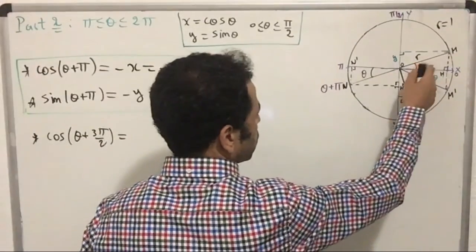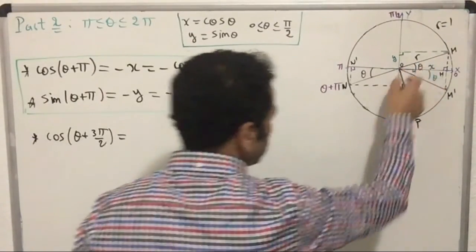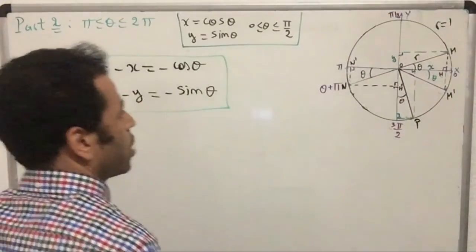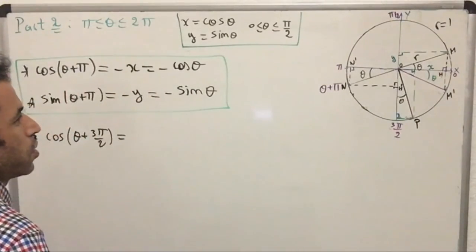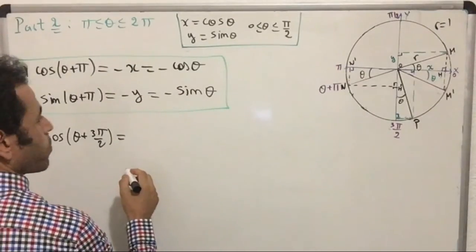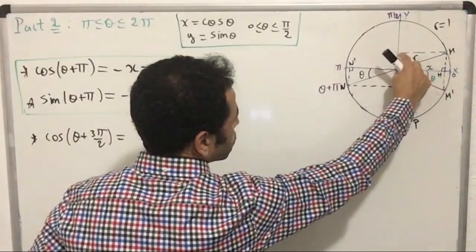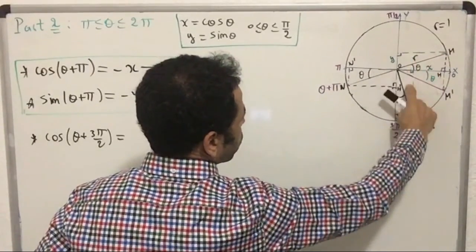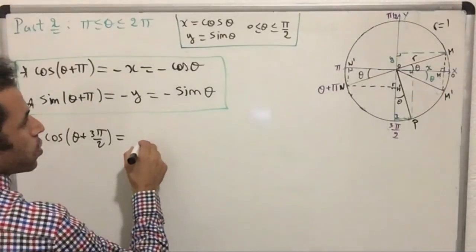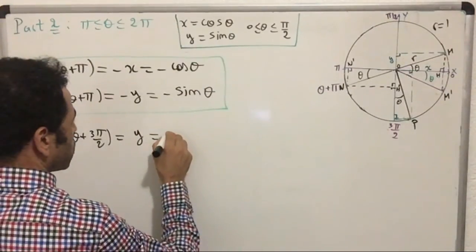So I will have cosine of theta plus 3 pi over 2. By extension, I will have this distance equal to y. And it is located in the positive direction, so it will have the positive sign. So cosine of theta plus 3 pi over 2 equals y, due to the congruence of both triangles, this one and this one. So y equals sine theta.